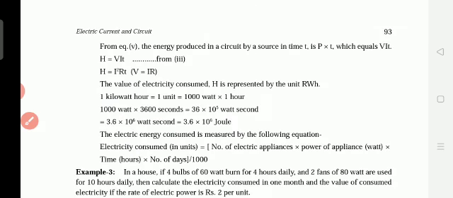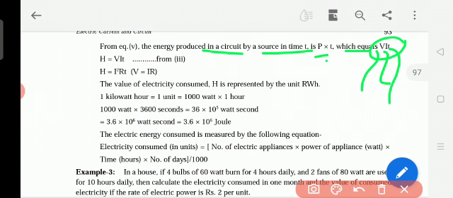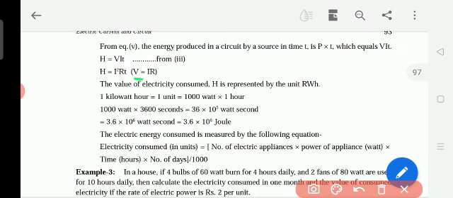W-A-T-T-S, watts. Here the energy produced in a circuit by a source in time t is P into t, which equals VIt: potential difference, current, and t is the time. Understand? H is the heat energy produced when the electric current flows in the circuit through the resistance for some time. Here V is equal to IR, where I is current and R is the resistance. The electricity consumed is represented by the unit watt-hour.